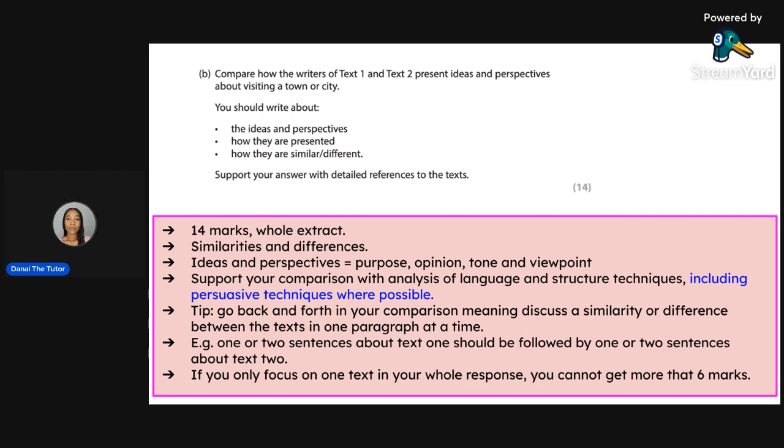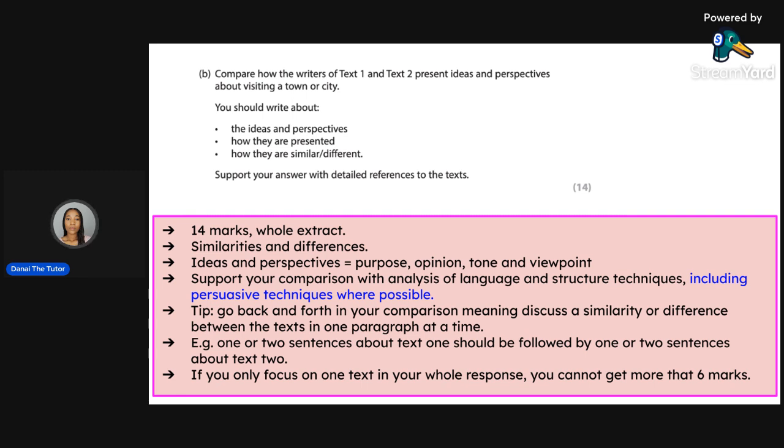7B is looking for you to compare. So you look at both similarities and differences. It's a bigger question. It's worth 14 marks. It's based on the whole extract again. And this time you are being asked to look at ideas and perspectives. And when considering ideas and perspectives, look at the writer's purpose, their opinions, the tone, and viewpoint. You want to show the examiner that you're answering the question specifically.